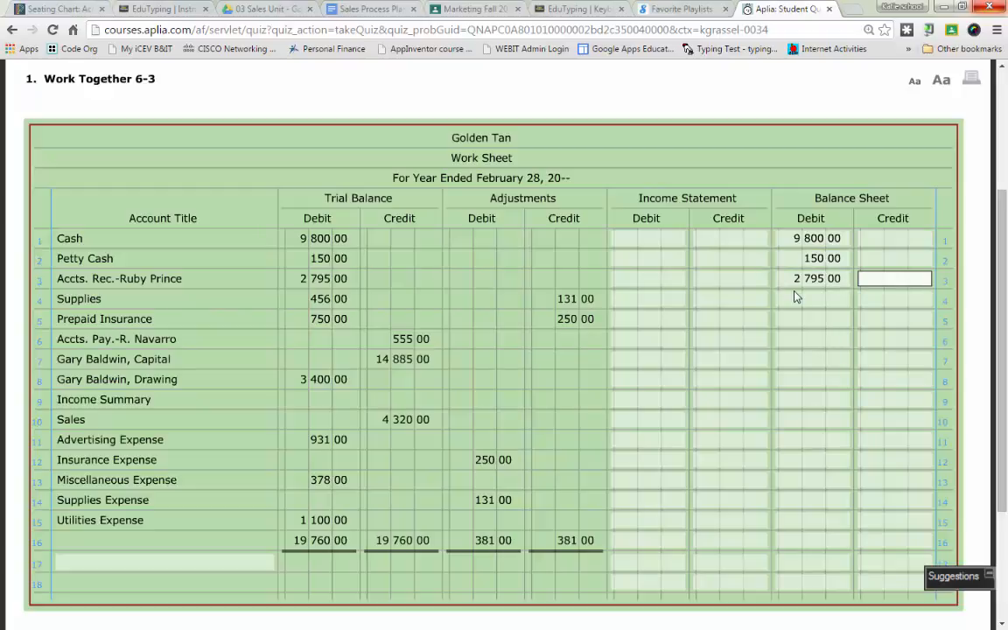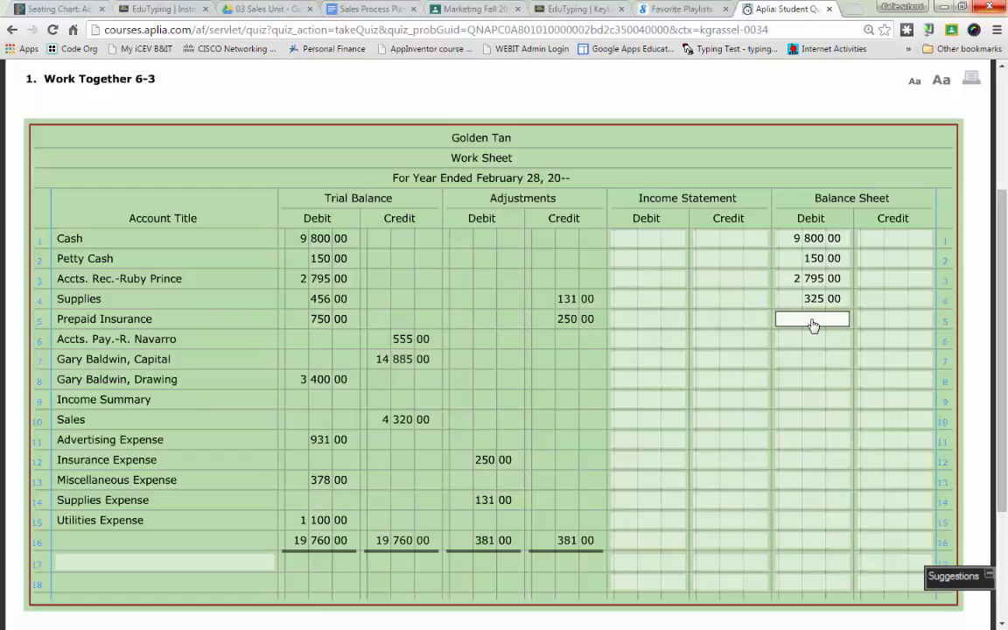Dylan, you ready for this one? Supplies, classification. Where does it go? Yes. What do I have to do, though? I have to subtract. So I have to take 456, and I need to subtract 131. Why do I have to subtract? Because 456 is a debit. The 131 is a credit. Because I have a debit and a credit, I subtract. 325. Did I do my math correct? Okay.